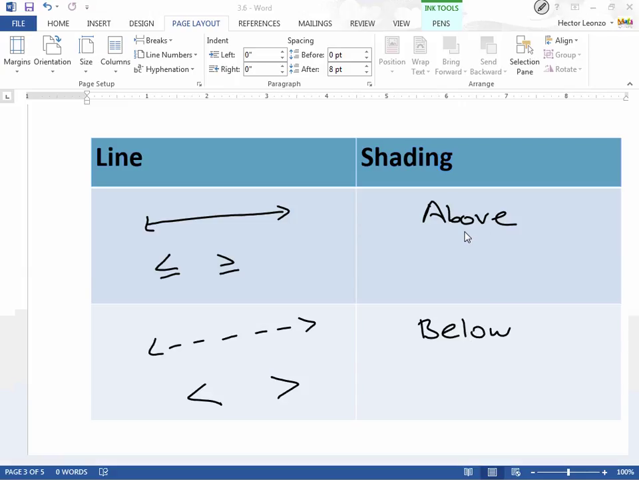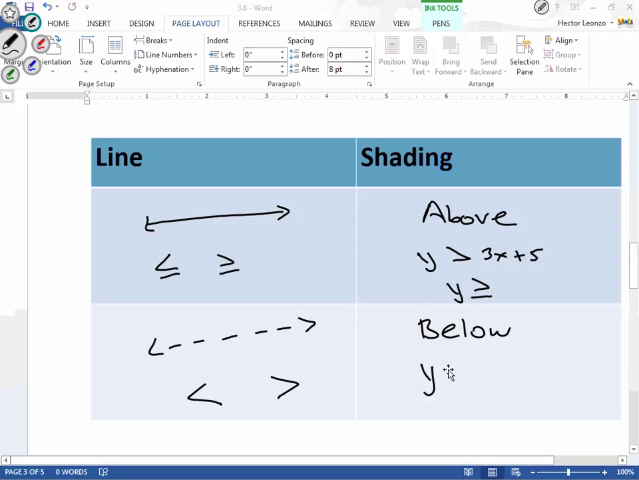Now, for us to be shading above the line, the y value has to be greater than the other part. So I'm going to have something like y is greater than, or y is greater than or equal to, and on the right side I could have anything that I want, like 3x plus 5, for example. As long as y is greater than, or y is greater than or equal to, I'm going to shade above the line.